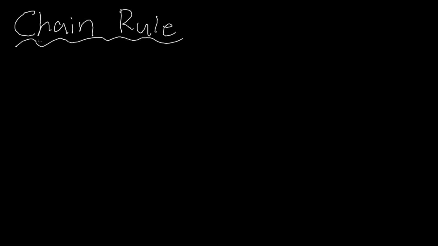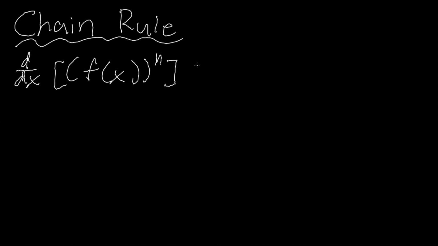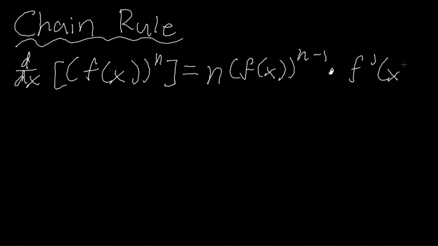Okay guys, lastly we have the chain rule. The chain rule states that the derivative of an inner function that is raised to the power of n would equal n, because you bring it down like you did with the power rule, times the inner function to the power of n minus 1, except now at the end you times it by the derivative of the inner function right here.